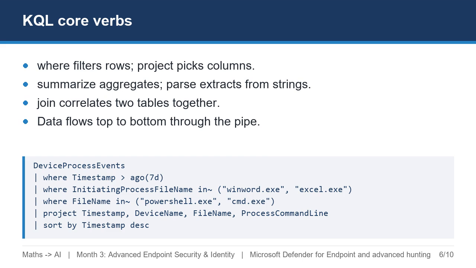Here's a real hunt: start from DeviceProcessEvents, filter to the last 7 days, find cases where Word or Excel launched PowerShell or command prompt, then project just the fields that matter. That's a classic suspicious office child process query.